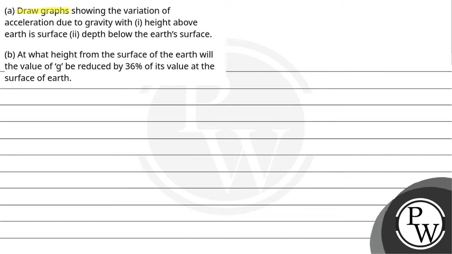Part A. Draw graphs showing the variation of acceleration due to gravity with, firstly, height above the earth surface and, secondly, depth below the earth surface. Part B. At what height from the surface of the earth will the value of g be reduced by 36% of its value at the surface of the earth?